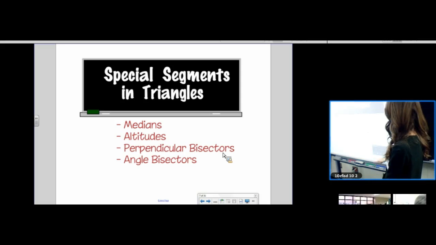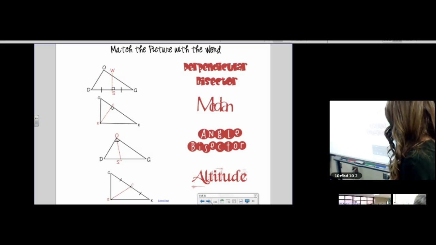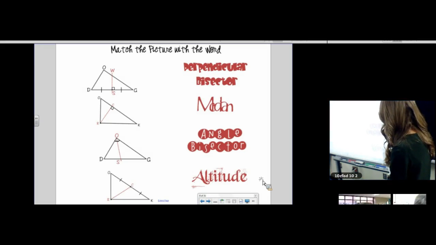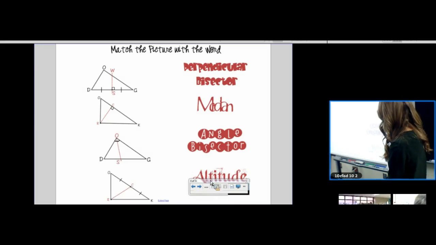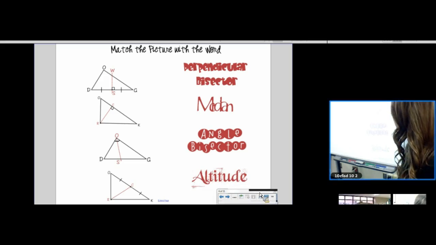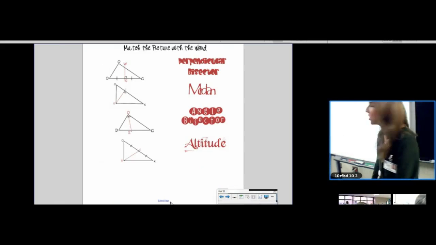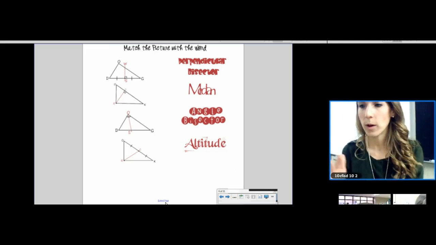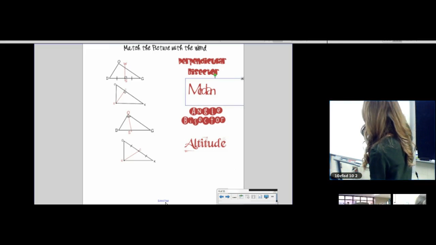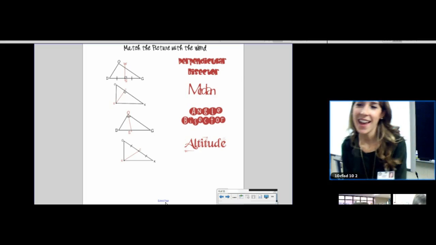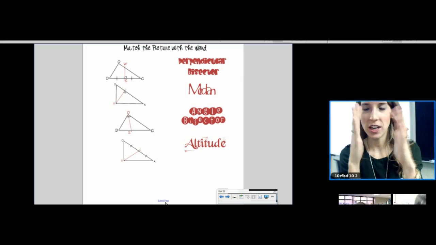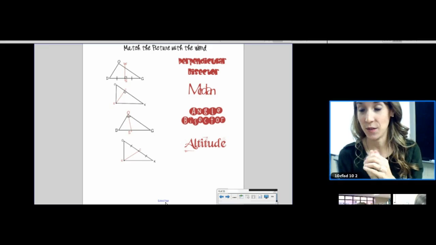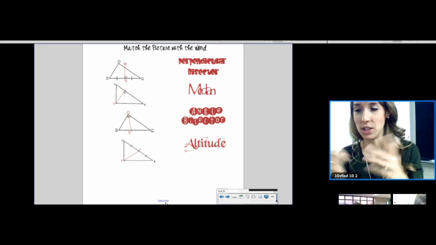Special Segments and Triangles. All right, so take a look at what I have here. I have the 4 special segments, a picture drawn of them, and then I have the 4 words. Oh no, it's opening up weird again. It didn't do that on my other lesson. Well, that says median, and the Smart Notebook software is squishing my text for some reason. Pretend that says median, which it really does.